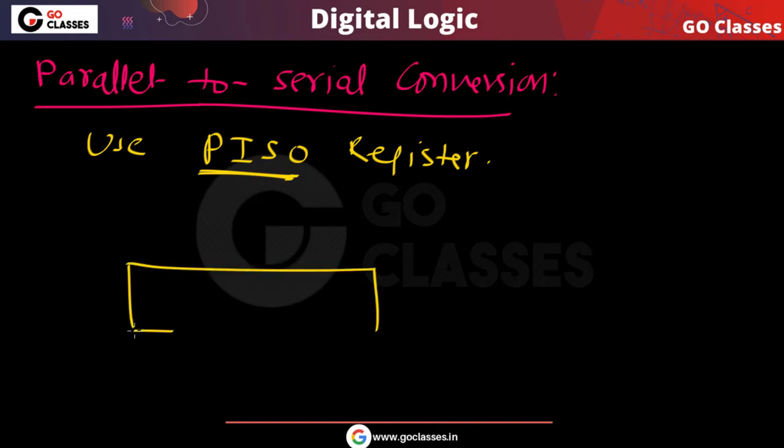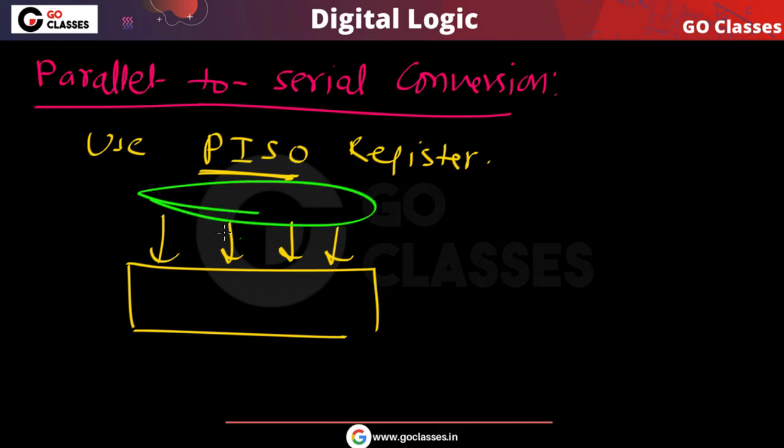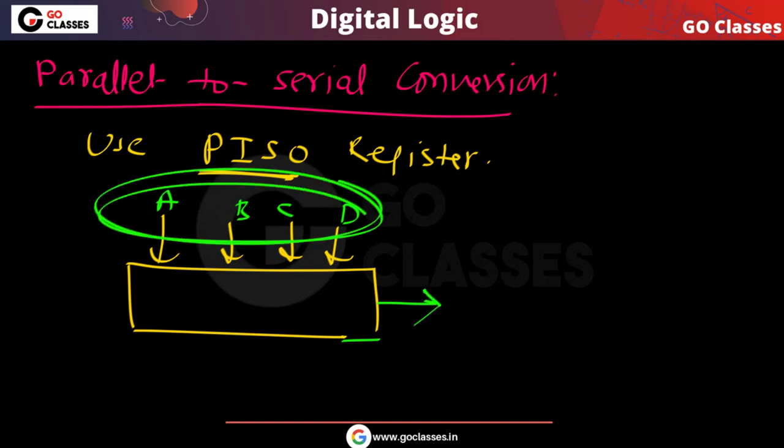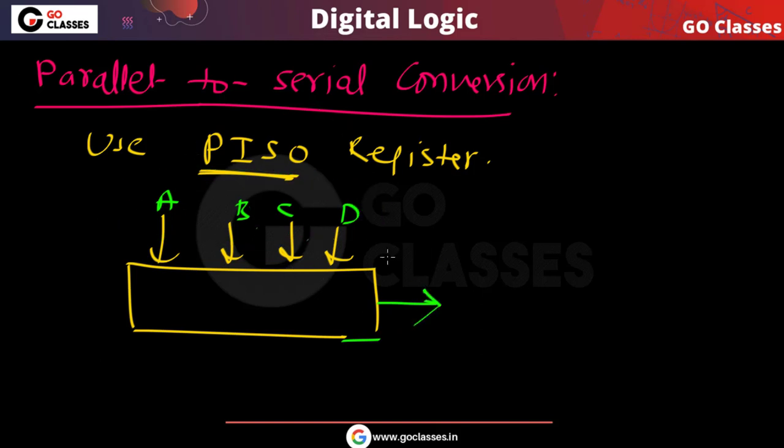In this register, the data comes in a parallel manner. You can notice the data is coming in parallel, this is your parallel data. Once this data is coming in parallel, you can notice this data is converted into a serial stream. Here you take this as your serial out.